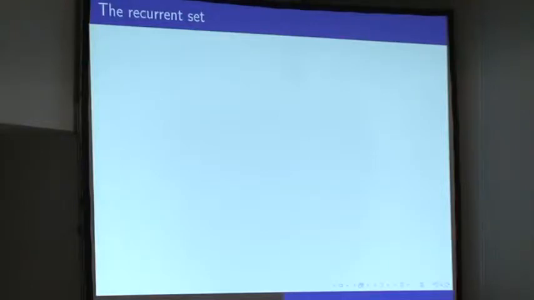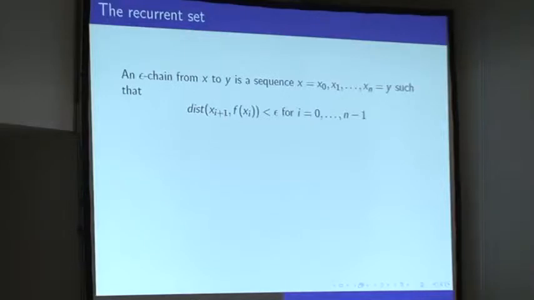So let's also define an important set where the dynamics take place. It's called the recurrent set. We say that an epsilon chain from x to y is a sequence of points x0, x1, ..., xn, where x0 is x, xn is y, such that the distance from x_{i+1} to f of x_i is less than epsilon. So this means that we can go from x to y, not by an orbit, but like an orbit with jumps. We start with x, we go to f of x, we jump epsilon, then we have x1, then we iterate x1, then we jump epsilon, and so on. Okay?